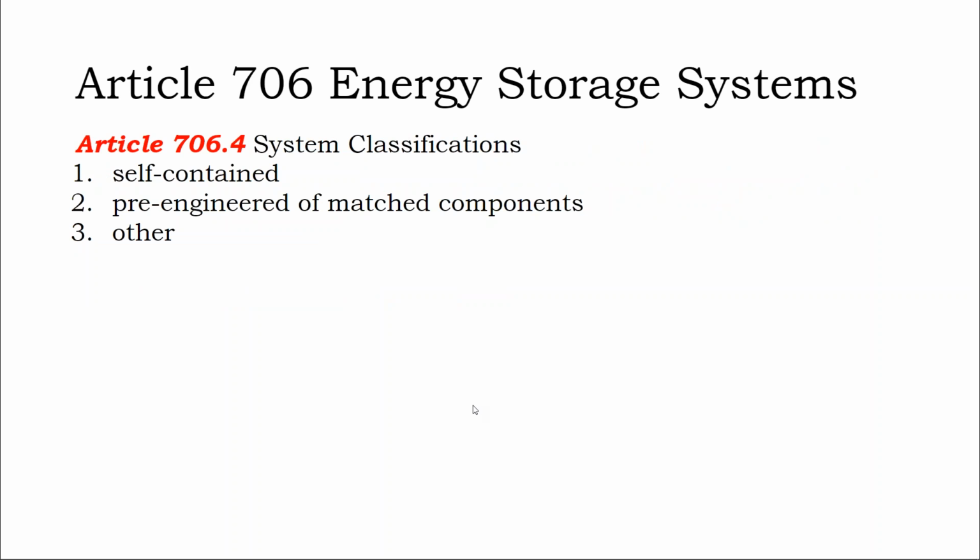So we have different system classifications: self-contained, pre-engineered of matched components. That's not you doing the design. That's a manufacturer selling you a battery product that is really the combination of a bundle of products that are still designed to work together rather than just being made by one company. And then other, which is like, if you hired me to build you a battery bank, this is what you'd get. Someone would piece together systems, buying different batteries and different inverters from different supply chains, and that's a standard construction project.